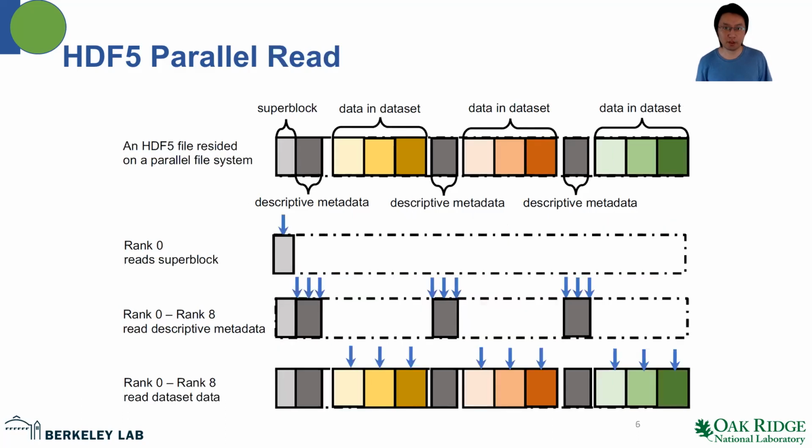Next, we look at the parallel read. As we have seen previously with the write, the descriptive metadata and the user data are interleaved. When reading this data back, the HDF5 I/O library first must have one rank read the superblock and then broadcast it to the other ranks, and then have each rank read the descriptive metadata so they know where to find the user data that has been requested by the application. It then reads the user's data and returns it to the user.